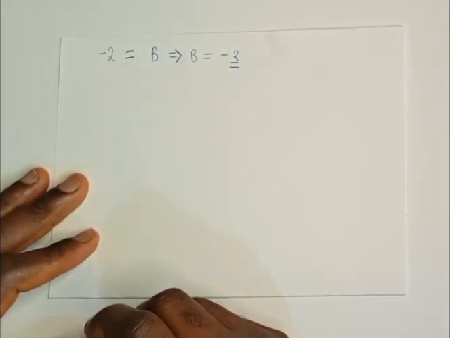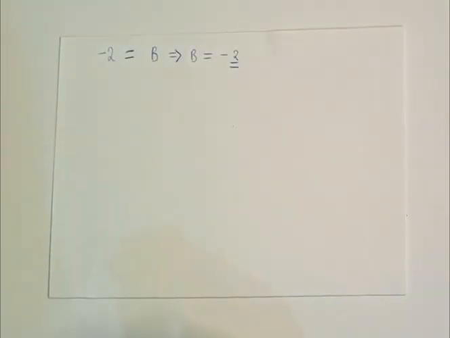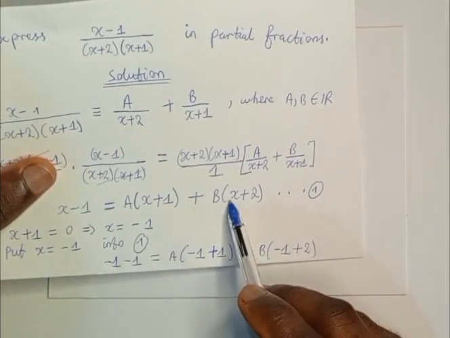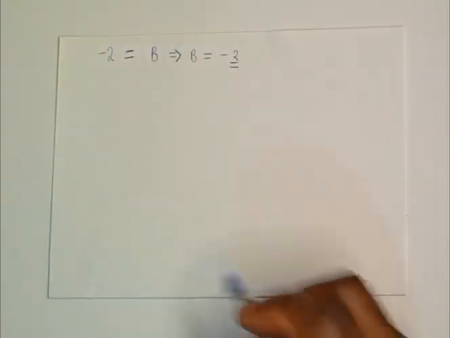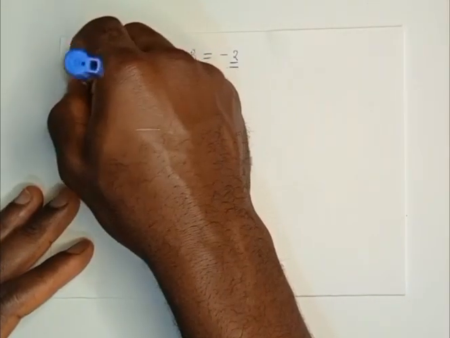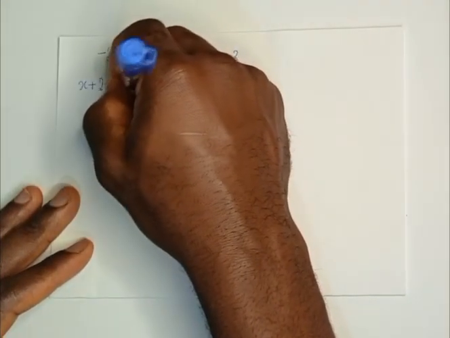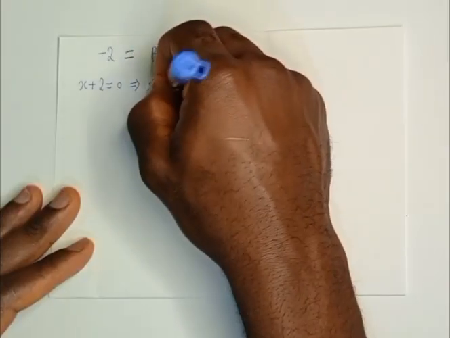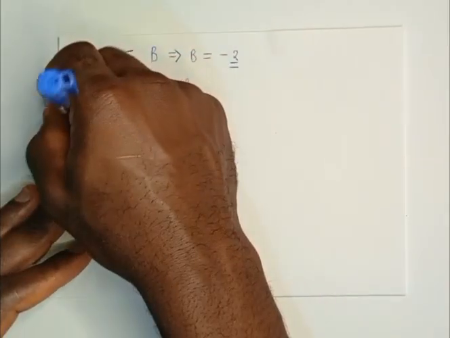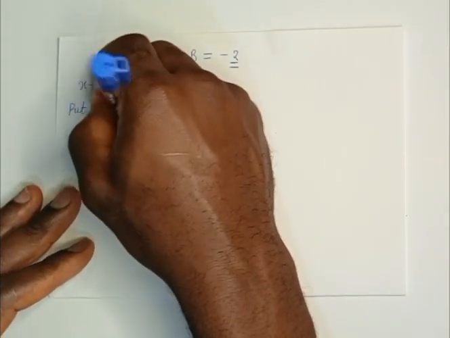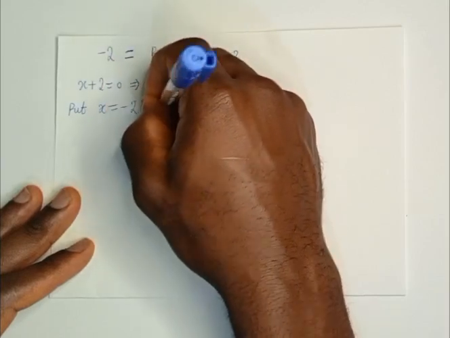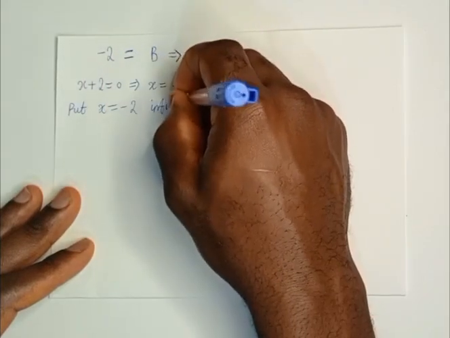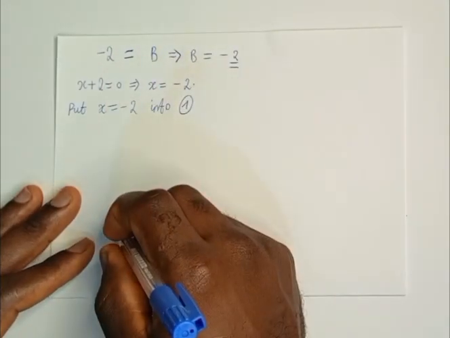Next, we have to look for a. For us to look for a, we need to eliminate b. We are going to equate x plus 2 to 0. Then we find x plus 2 equal to 0 implies that x is equal to -2. Next, we are going to put x equal to -2 into our equation 1.